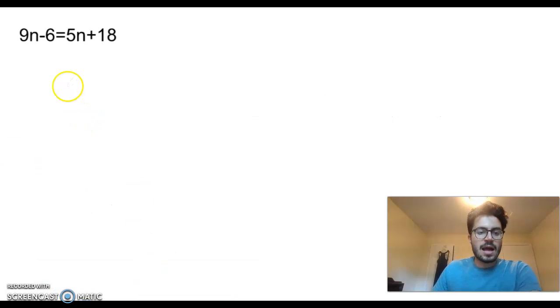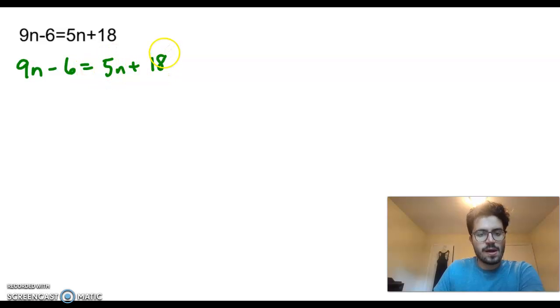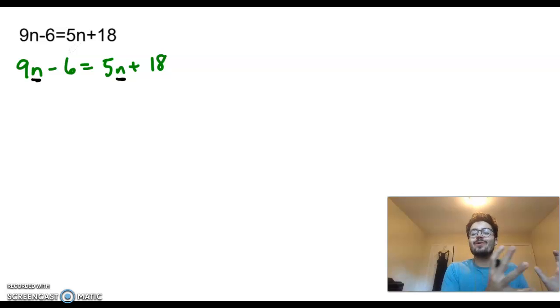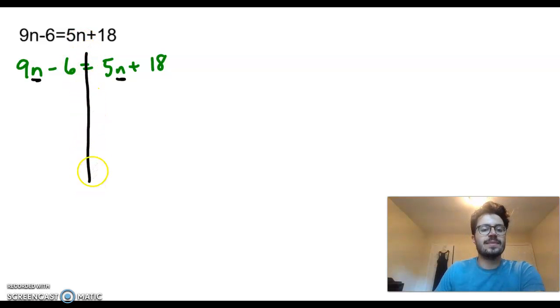I have here 9n minus 6 equals 5n plus 18. I'm going to rewrite it. And so remember, we're trying to get the variable by itself. But notice here I have the variable on both sides. So I want to bring the variable to one side. Doesn't matter which side, you just want to make sure it's on one side. I'm going to bring it to the left, so I have the 5n's right here on the right. I'm going to subtract 5n's from both sides.